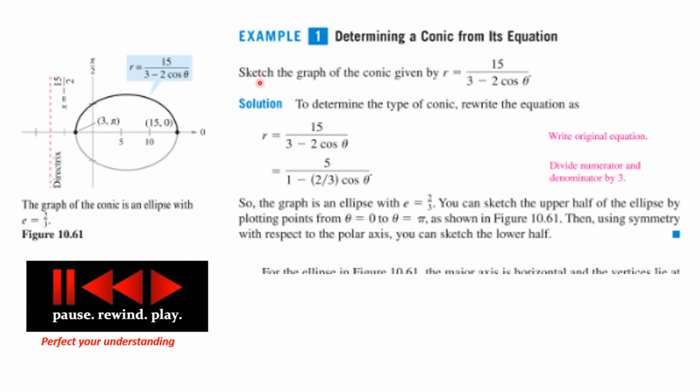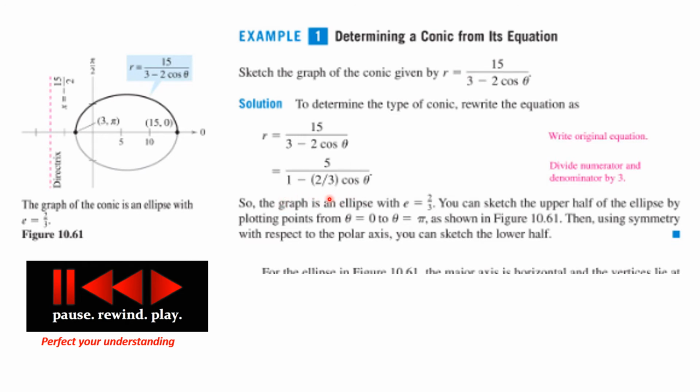Now, a key fact is that we need to have this coefficient be 1 in the formula. So when this coefficient is 1, I have to divide all the way through top and bottom by 3, because I can't change the value of anything. If I divide top and bottom by 3, I get this. You see, I'm forcing this to be 1. So this is 5/(1 − 2/3 cos θ).